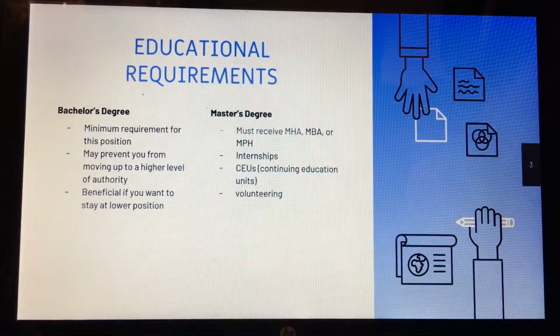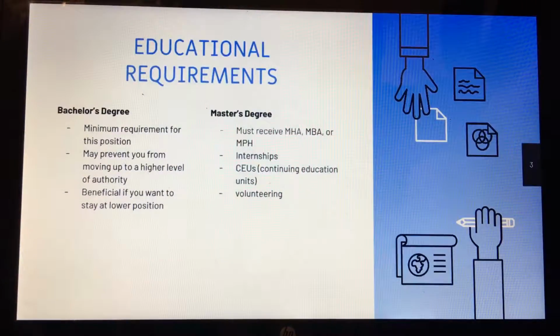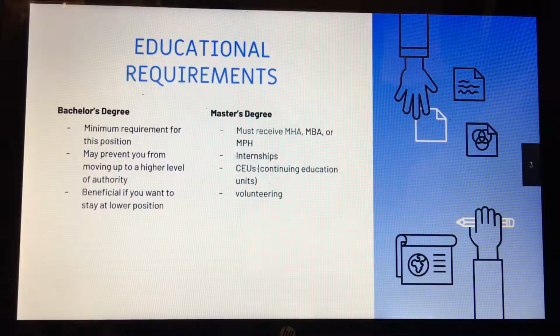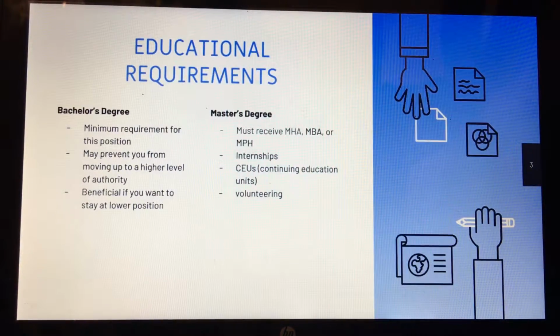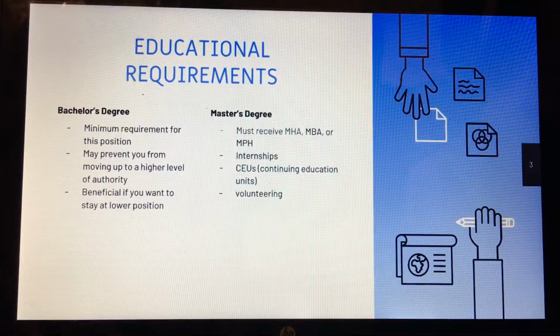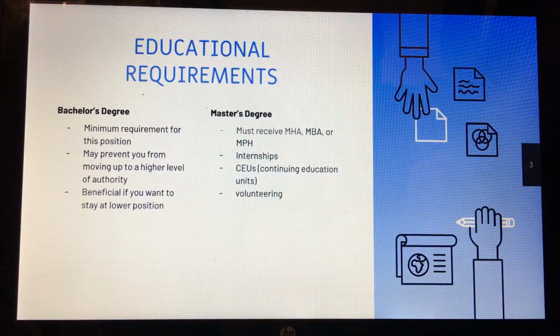Educational requirements. The minimum requirement for this position is a bachelor's degree, but this may prevent you from moving up to a higher level of authority because you just don't have as much experience, education, or knowledge as someone with a master's degree. But this can be beneficial if you want to stay at a lower level until you want to move up to a master's degree. For a master's degree, you must receive one of the following three: the MHA, which is a Master of Healthcare Administration, an MBA, which is a Master of Business Administration, or an MPH, which is a Master of Public Health.